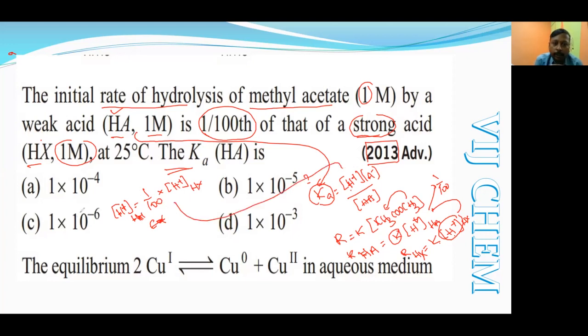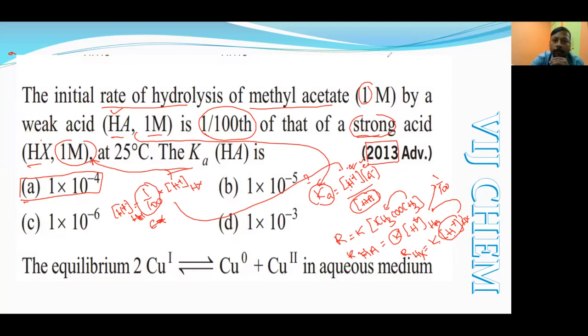Then you will get 10 to the power of minus 2 into 10 to the power of minus 2 divided by 1. Therefore, how much will you get? 10 to the power of minus 4. Because the concentration of H plus will be exactly the same as the A minus, it is 10 to the power of minus 2, and it is also 10 to the power of minus 2. Why have I taken this? Because it is a strong acid, so the H plus concentration and acid concentration will be the same. So the H plus provided by the weak acid will be 10 to the power of minus 2. 10 to the power of minus 2 into 10 to the power of minus 2 will be 10 to the power of minus 4. So Ka is equal to 10 to the power of minus 4. That is, option A is correct.